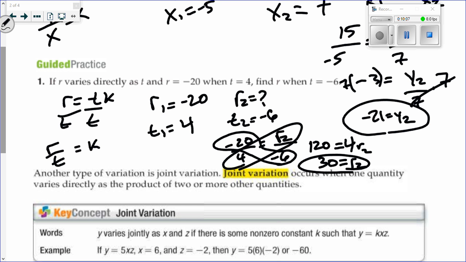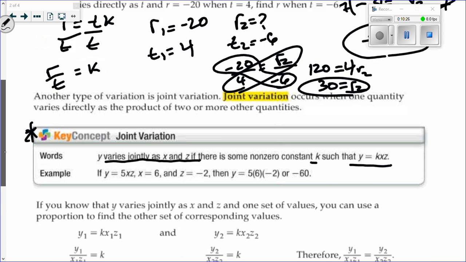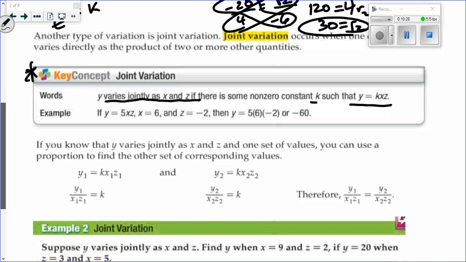Let's continue with joint variation. Joint variation is very similar to direct variation. Let's take a look here at the key concept. Y varies jointly as x and z if there is some non-zero constant k such that y equals k times x times z. This is just adding another variable here. If we look at this equation, y equals kxz, we can see that solving for k, there's another proportion that we can use.